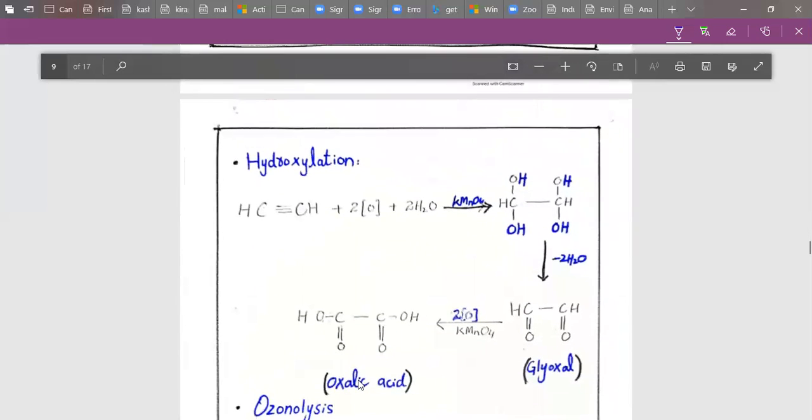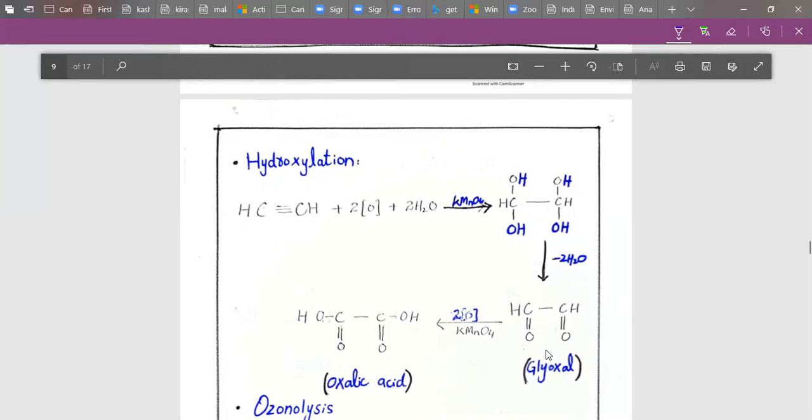Hydroxidation. This is ethyne in the presence of oxygen and water, and the potassium permanganate catalyst. It forms this product. So in this product, the two molecules of water, H and OH, are removed, then we get glyoxal.